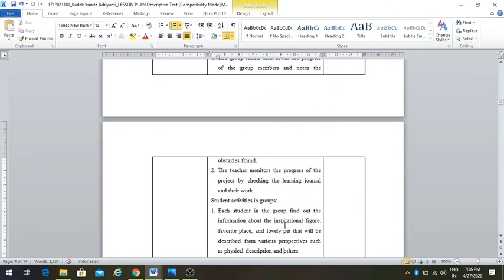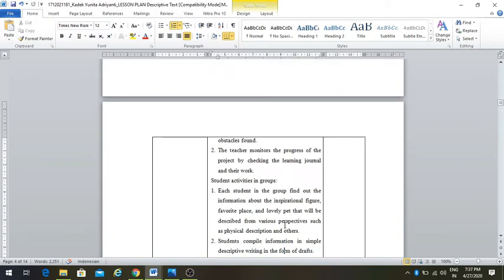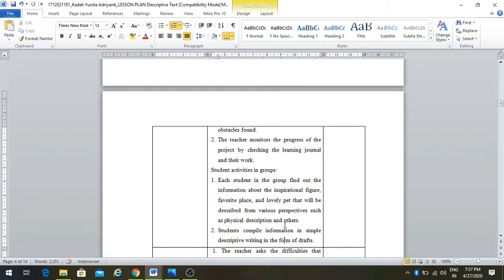And the student activity in groups: each student in the group finds out the information about the inspirational figure, favorite place, and lovely pet that will be described from various perspectives such as physical description and the others. And also the students compile information in simple descriptive writing in the form of a draft.